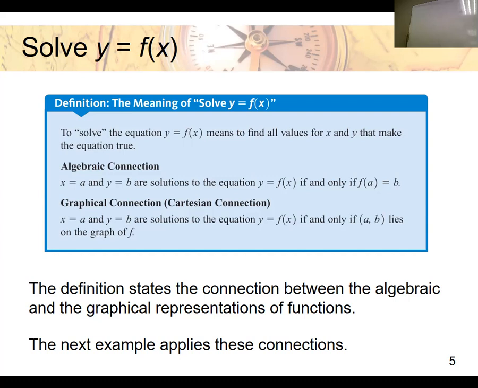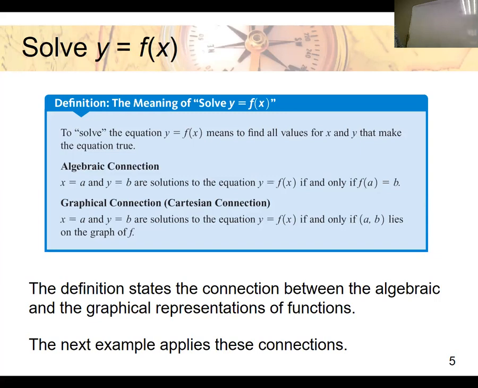Algebraically, if we have x equal a and y equal b, they are solutions to the equation y equals f of x if and only if f of a does equal b. That means if you have an equation y equal f of x, and you substitute a in the f of x function, you should get some value b. If that's the case, then x equals a and y equal b are solutions to the equation.